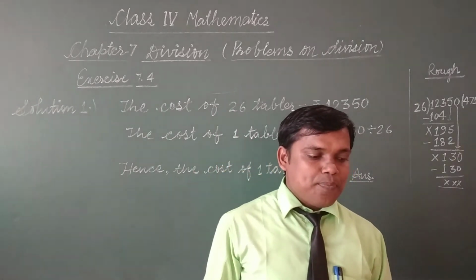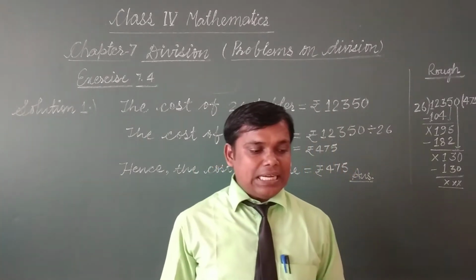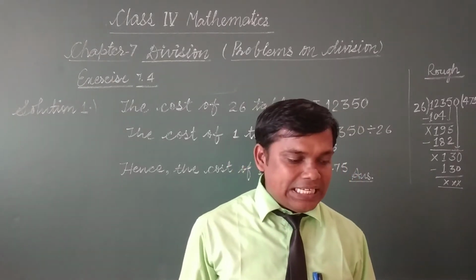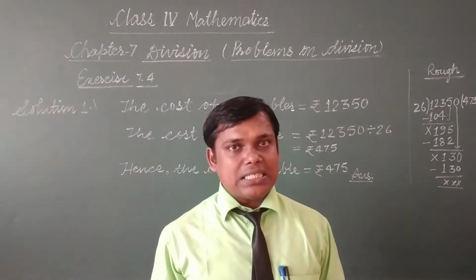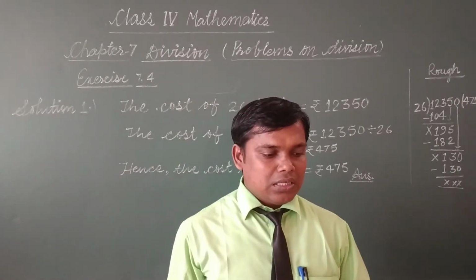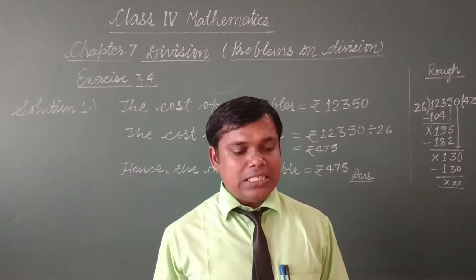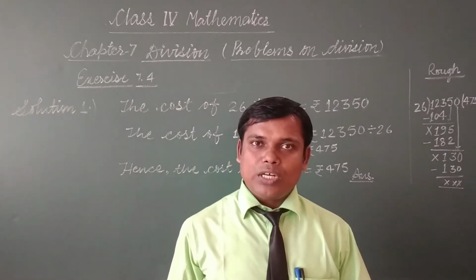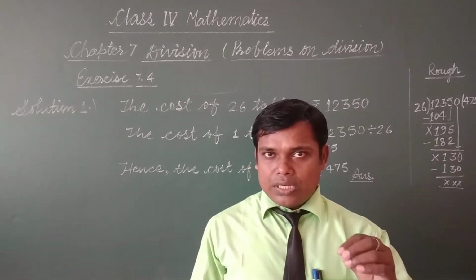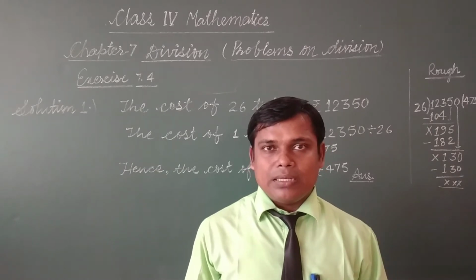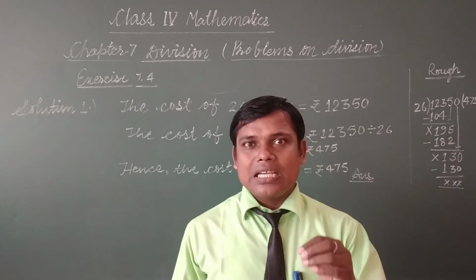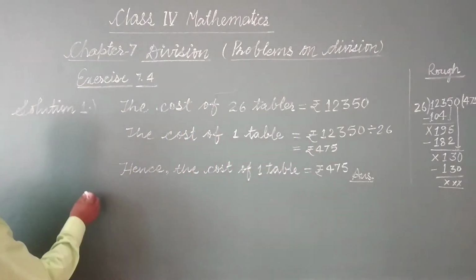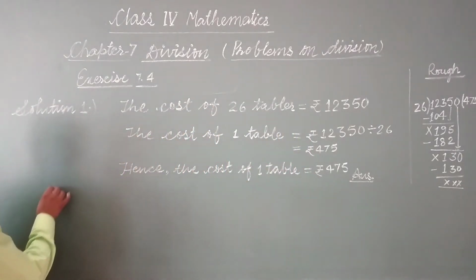Then question number 3. A train covers 5,580 kilometers in 36 hours. How many kilometers does it cover in an hour? It is also quite easy. You will write the total distance covered in 36 hours, in the same way. Look at here, you will write solution 3.